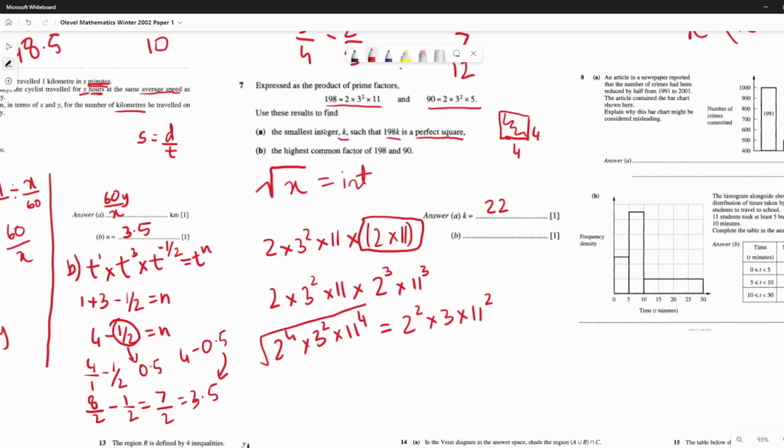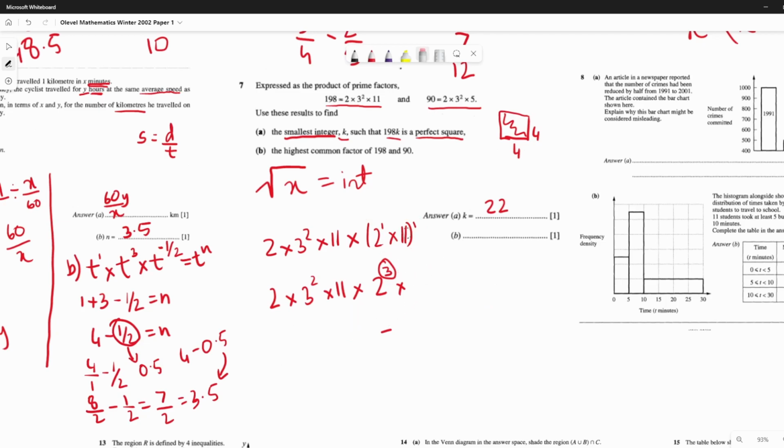However, what they wanted was the smallest integer k. So this is clearly not the smallest. What we really want is to minimize both of these values. And the smallest value these can take is simply 1 and 1, which is 2 times 11, which is 22. Now that was a lot of mathematics, but I hope you understood that, and let's move on to b.